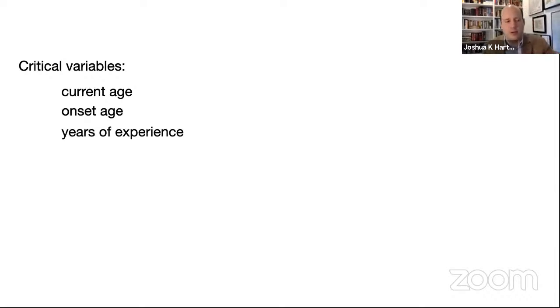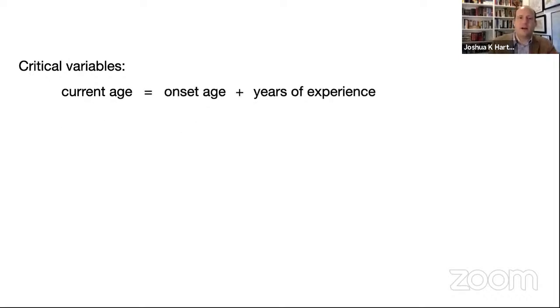So we know current age is going to affect, for instance, cognitive decline or maturity or whatever. Onset age is, of course, the thing that we really care about. How does the age at which you start learning matter? And then years of experience. Obviously, the more years you've been working with the language, the better you're going to be. And the problem is that these are linearly related, right? So you can't actually deconfound them experimentally. Once you know two, you know the third.